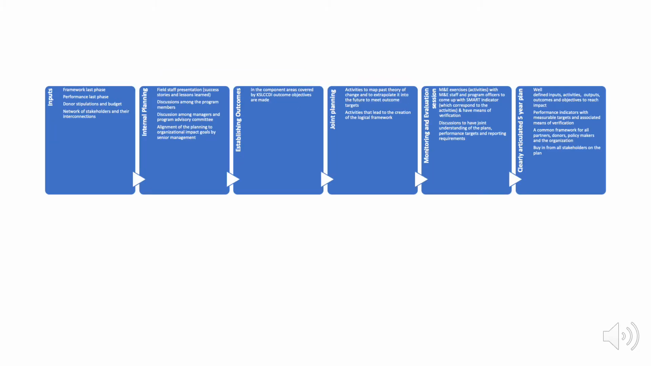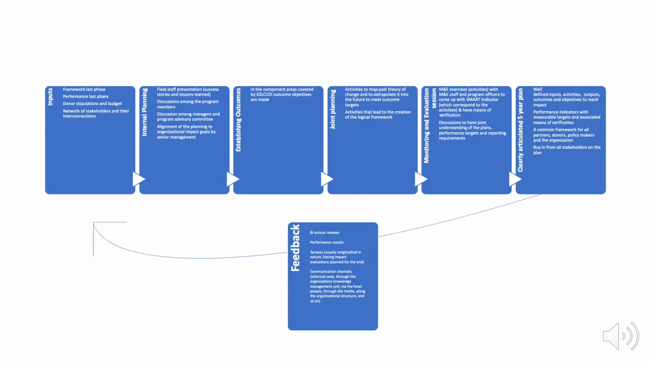So let me describe the idea behind this model. It's a simple input process output, but the output for one step is the input for the one going forward. So in the end, it kind of looks like this. And finally, there is a feedback.